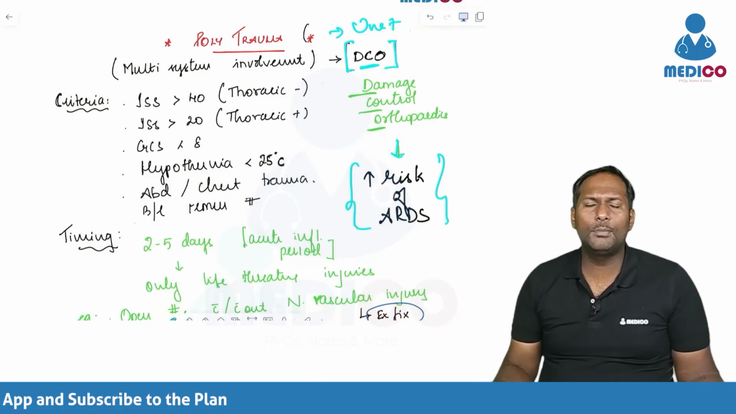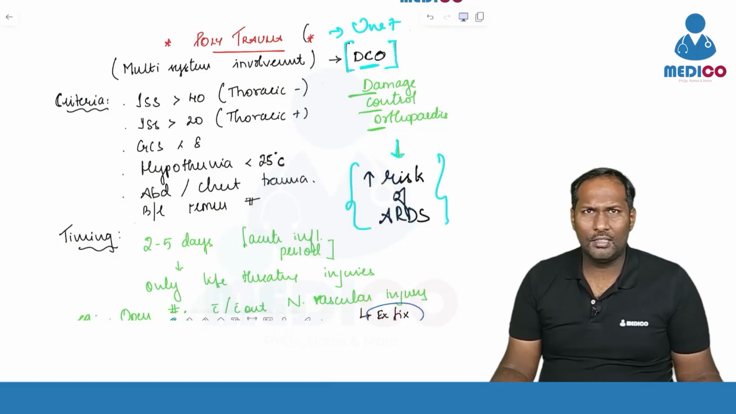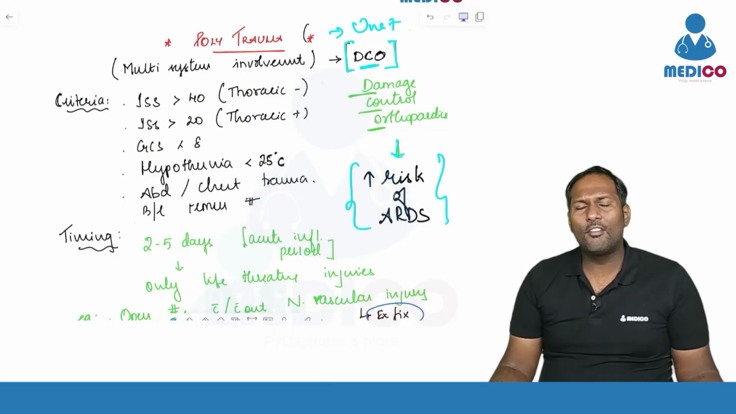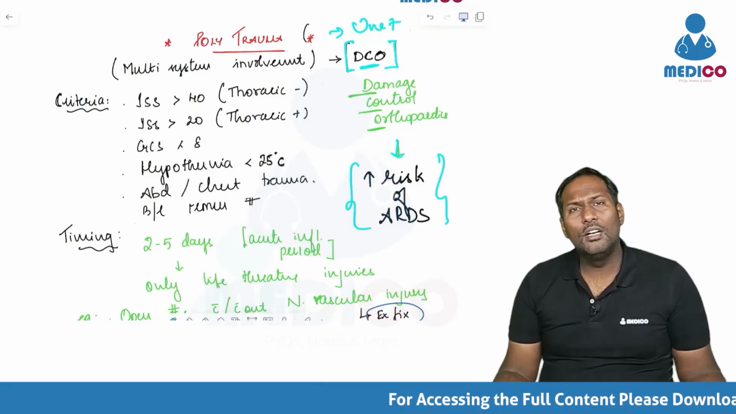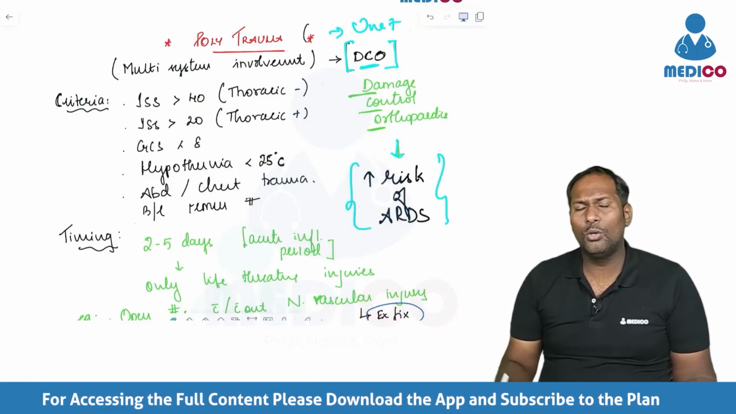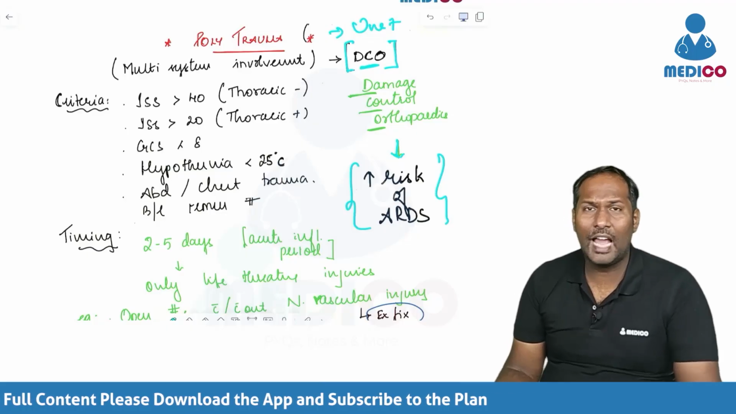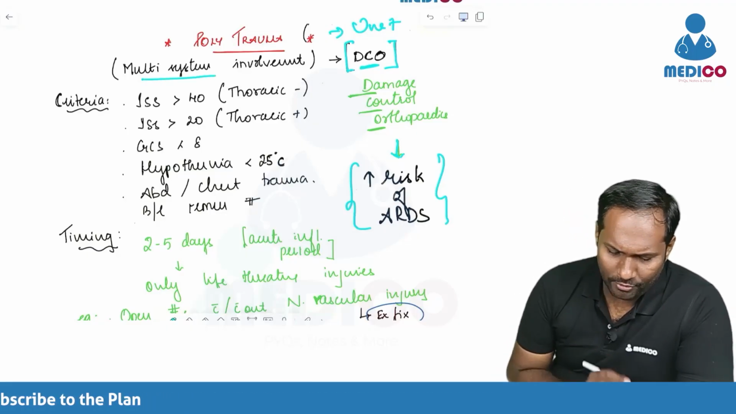So again, when you take up the patient for surgery causing new injury, the body will not be able to handle it. So that is why they have come up with a terminology called damage control orthopedics. Earlier it was ECO, early complete orthopedic care, but now they have changed it to DCO. Okay, damage control orthopedics. I'll tell you how you define a polytrauma.